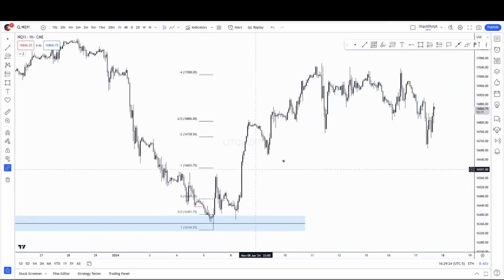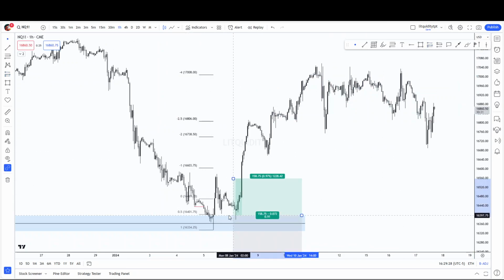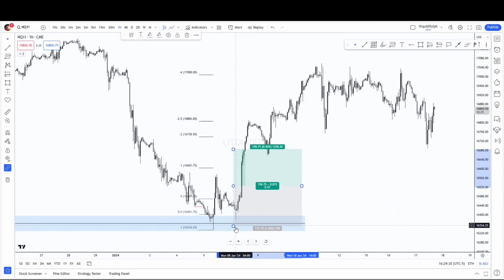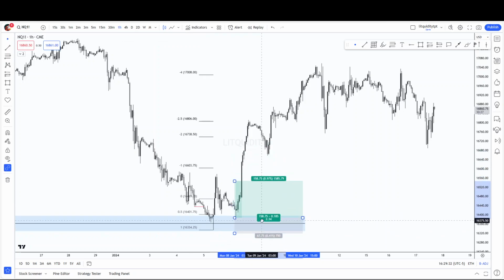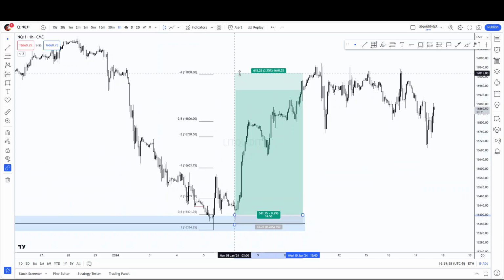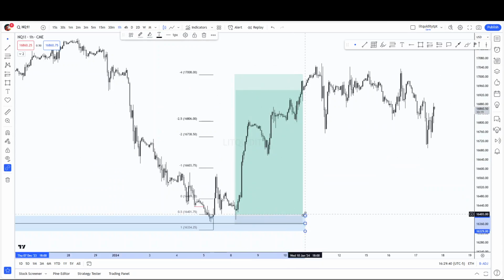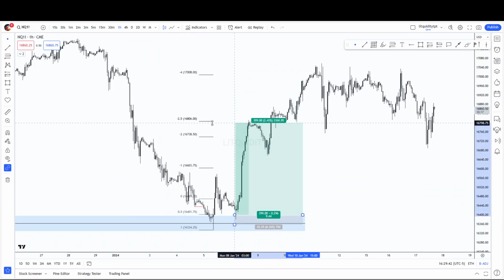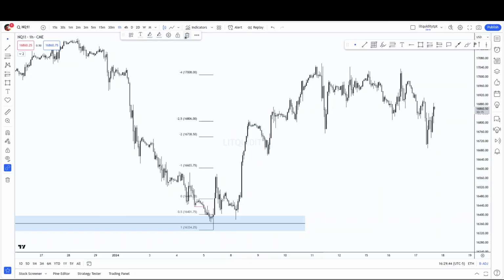So here, if I were to take an entry, it would have been right here, right at this order block. And if this was in my kill zone, right? So this is 4 o'clock. I wouldn't have entered right here. But if I were to, I would have targeted this high first, because this is where you're going to get a retracement, right?